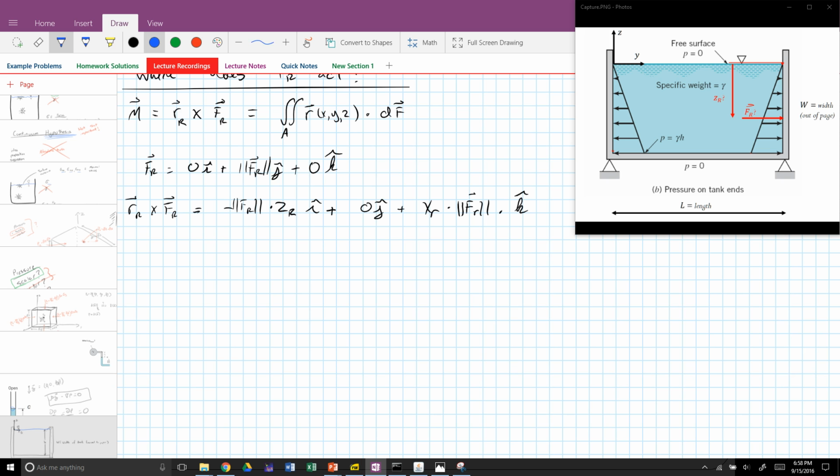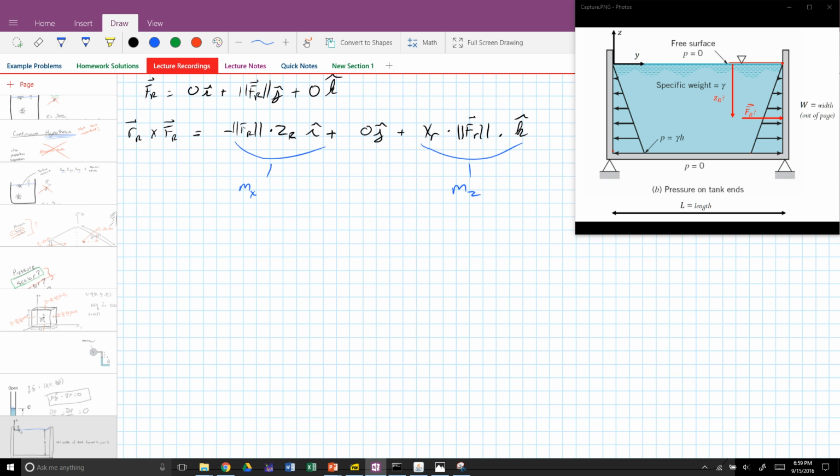So in order to find the x-coordinate of the location of the resultant force, we sum moments about the z-axis. And in order to find the z location, we sum moments about the x-axis. I said the same thing twice, and got it backwards. So this also means that we've got two unknowns here. Where does it act in the z and x coordinates?